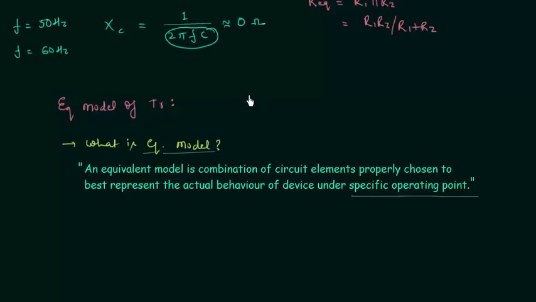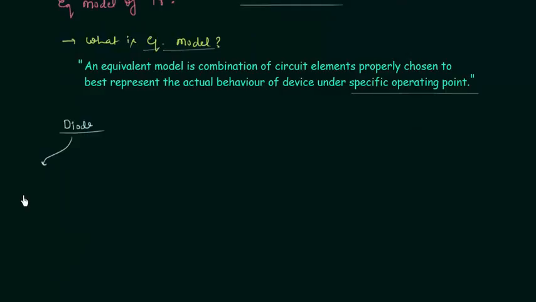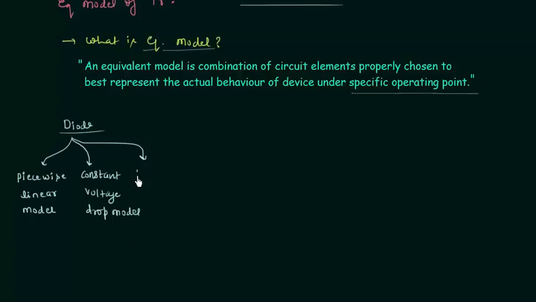We cannot apply the network theorems directly on the practical device, so we need the equivalent model to use these theorems to find out different network parameters. Like in case of the PN junction diode, I explained three equivalent models. The first model was the piecewise linear model. The second model was the constant voltage drop model, and the last model was the ideal model.